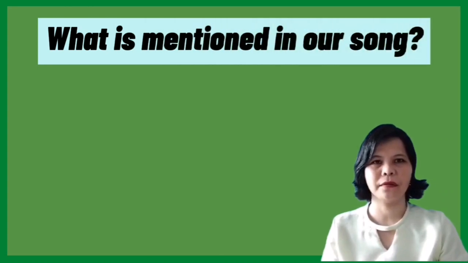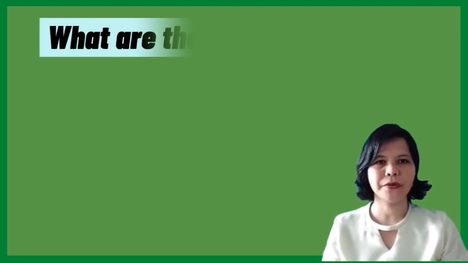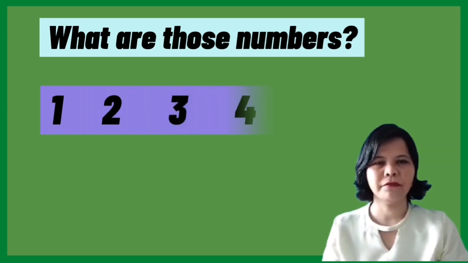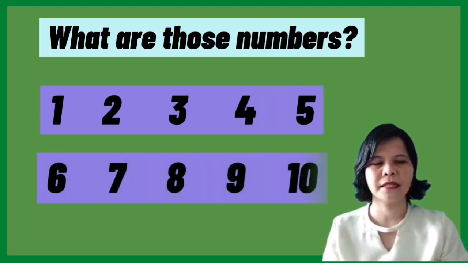Okay, children, what is being mentioned in our song? Yes, it is mentioned in our song about the numbers. What are those numbers, children? Very good. It starts from 1, 2, 3, 4, 5, 6, 7, 8, 9, and 10.